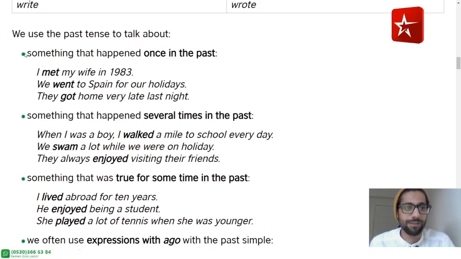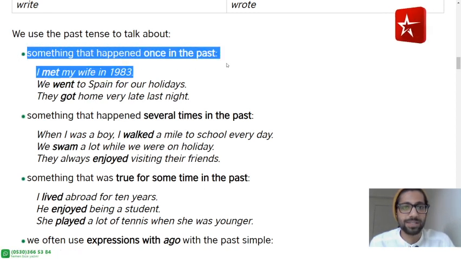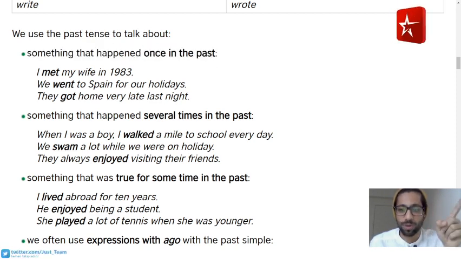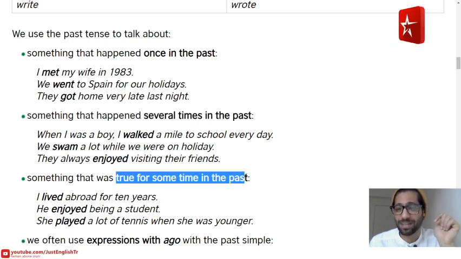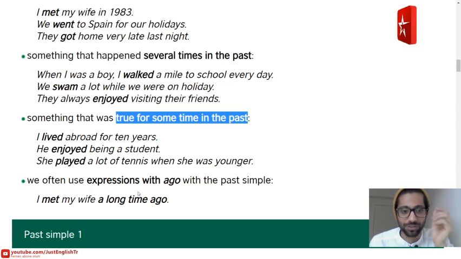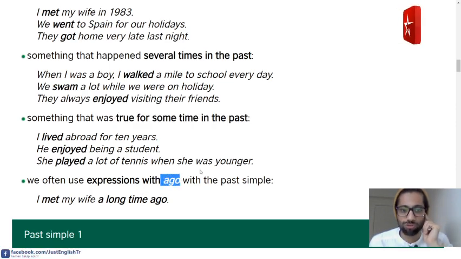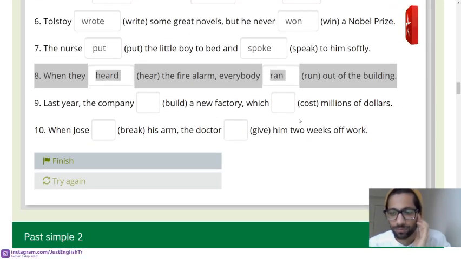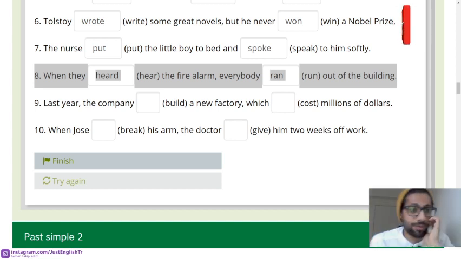Here we have something. Sorry, let me highlight this. Once in the past, it happened once. This one several times in the past. Here, true for some time in the past, which means there is a year or something that refers to a period of time, and it can come with ago. Okay? Now, once in the past, number 8, when we heard the fire alarm, everybody ran. Thank you. Correct.